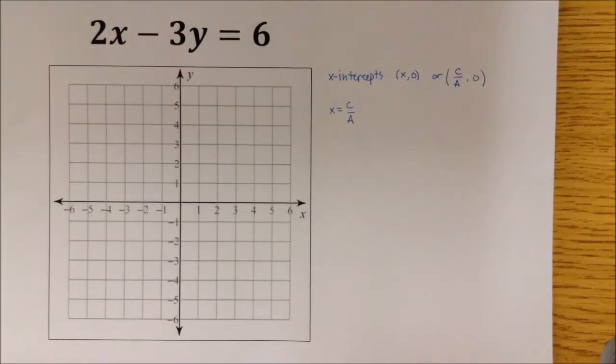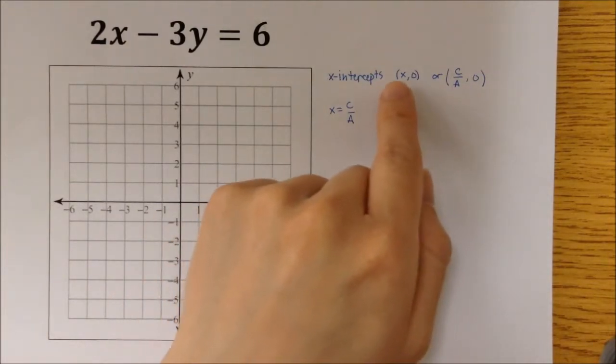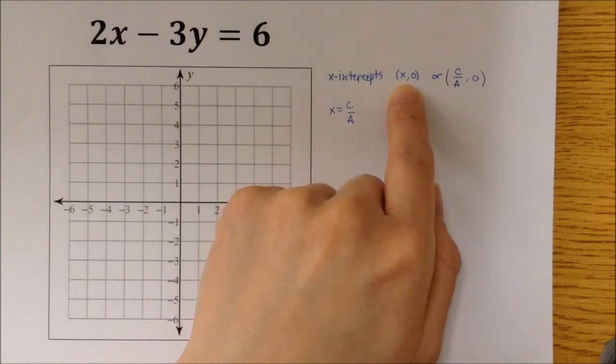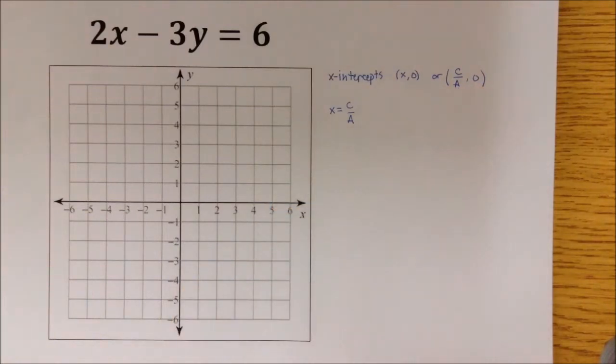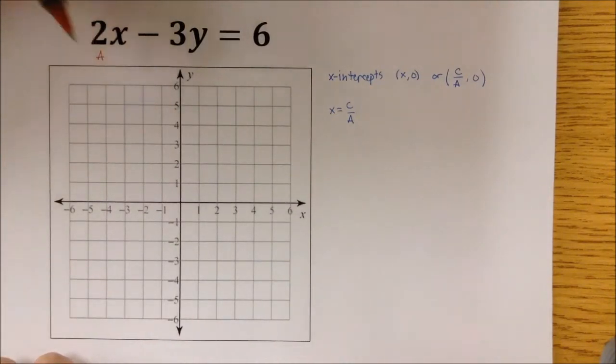Now keep in mind, x-intercepts and y-intercepts are always coordinate points. The coordinate point for the x-intercept is x comma 0, or the value of capital C divided by capital A, comma 0. When you're given standard form, the number in front of x is your A, the number in front of y is your B, and the number it's equal to is your C.